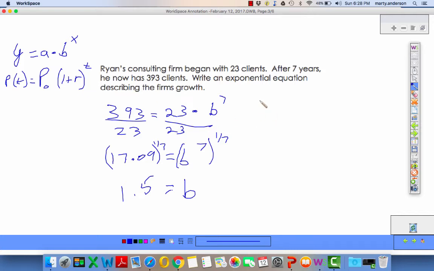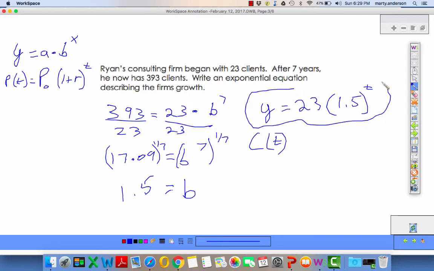So we write our equation then. His number of clients at time t will be equal to, he started with 23 and he's increasing by half as many each year. That could be a t, that could be an x. You could write his number of clients as c at time t, that would work. Now could we make a prediction? How many clients will he expect to have at year 20? Just plug in 20 and you're good to go.